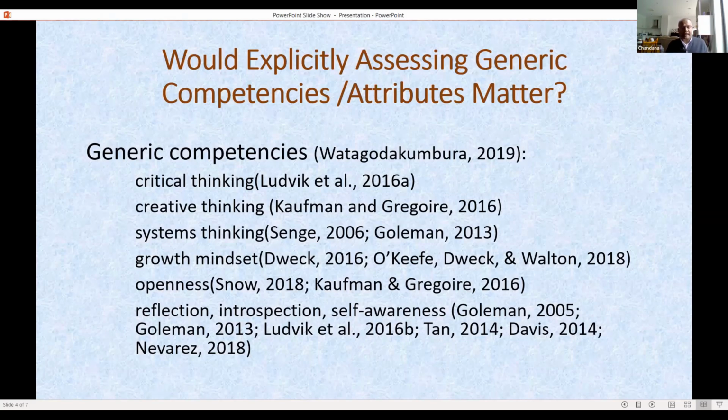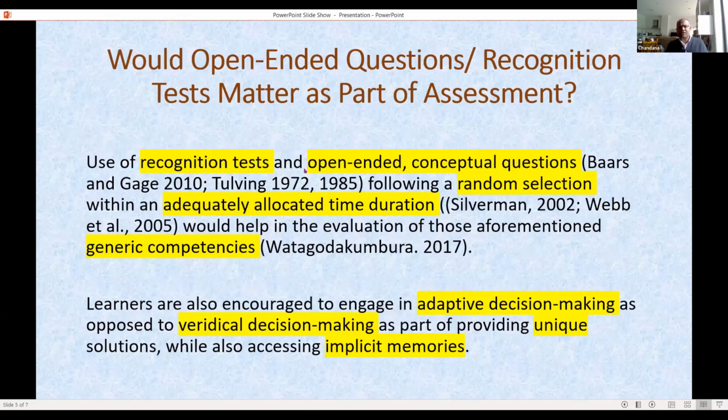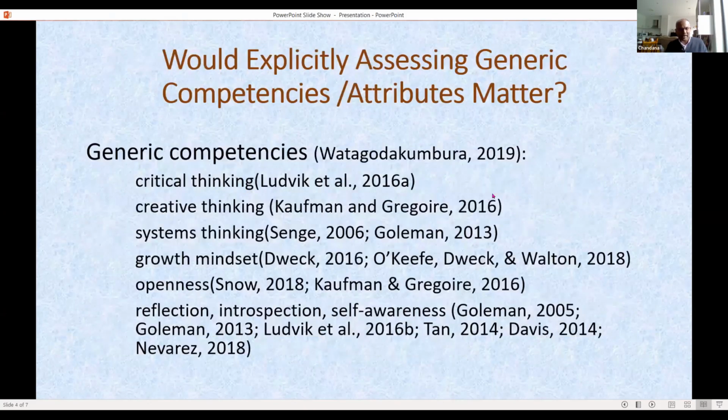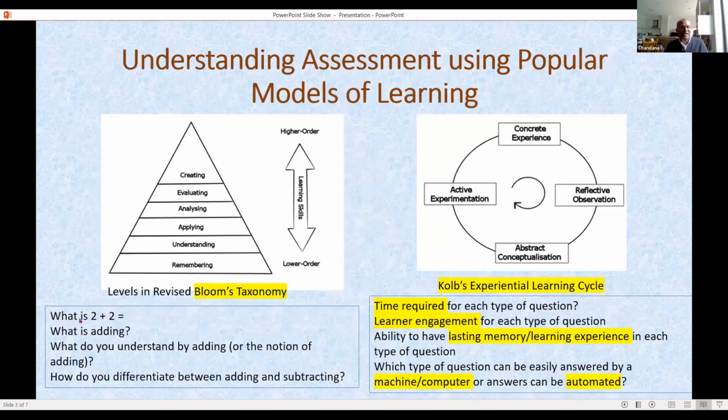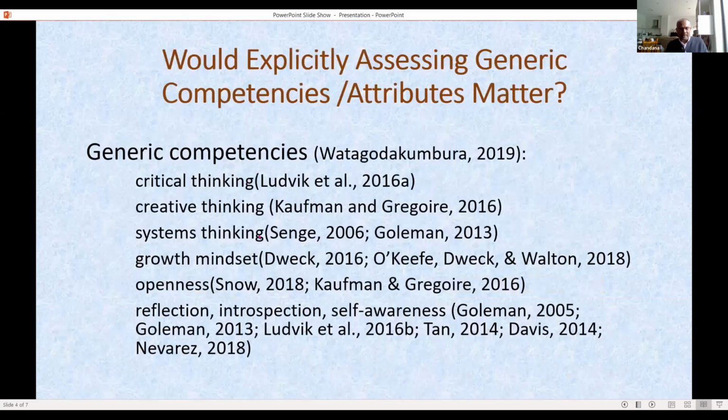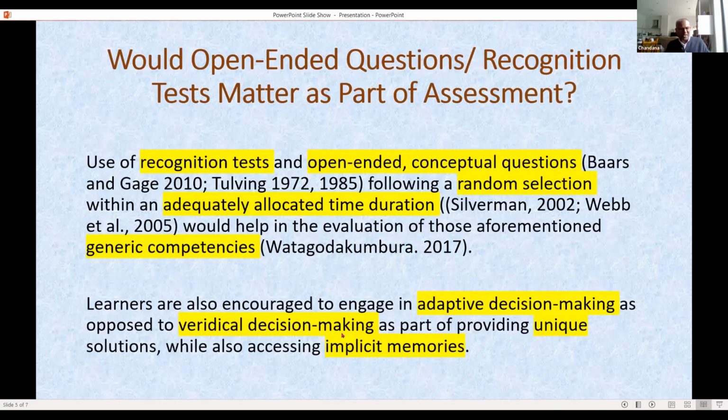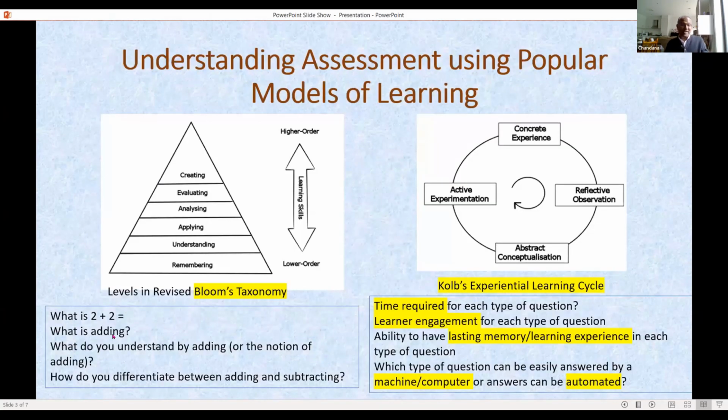The next one I highlight is recognition tests versus open-ended conceptual questions. As we have seen, open-ended conceptual questions like what is adding, as opposed to routine 2 plus 2, which we call veridical decision making, routine and precise, allow for adaptive decision making. So learners can give more creative answers. Like what is adding? There's no one solution to that. Every individual gives unique, authentic answers of what they understand. There could be many right answers. We are keeping away from conformity and encouraging creativity from the learners. 2 plus 2 has only one answer. 100 students will give the same answer of 4. No creativity. We are encouraging conformity there.